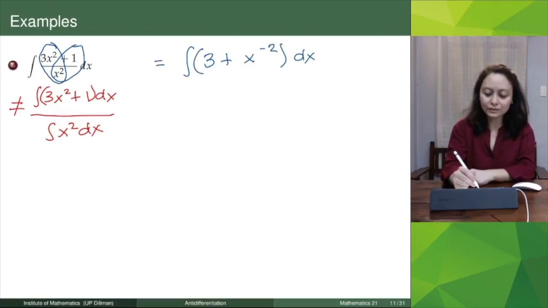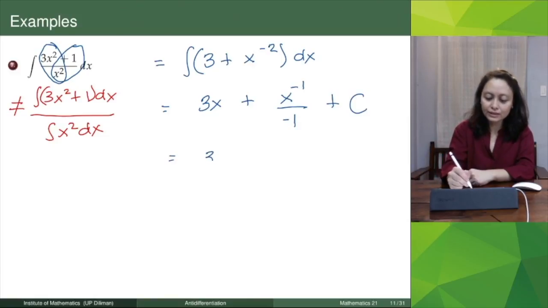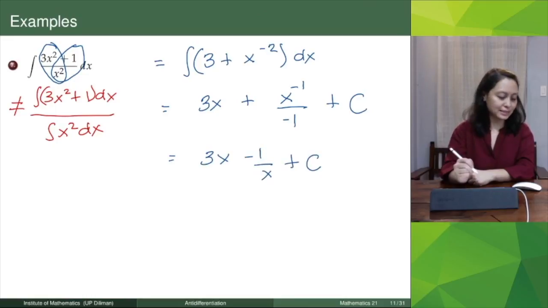Therefore, we can apply the theorem. Antiderivative of 3 is 3x plus antiderivative of x raised to negative 2 is x raised to negative 2 plus 1 is negative 1 divided by negative 1 plus c. Okay? Or we can write this as 3x minus 1 over x plus c.